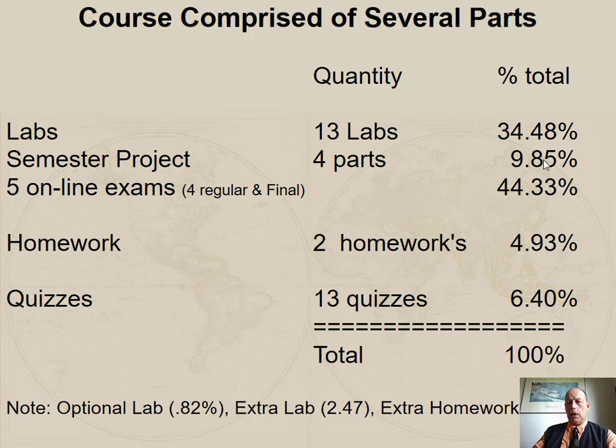Now, the class is set up with labs being about 1/3 of the class. There's a semester project that continues throughout the course with 4 pieces that you work on. Then there's the tests, which are 44% of it, and there's some homework, some quizzes, so you get a little idea of the breakout of the class. There's some optional work, so if you get a little behind in some of your points, or don't do quite as well on an exam or something, you're able to do some extra lab, extra homework, some optional work to actually get some additional credit in the class.